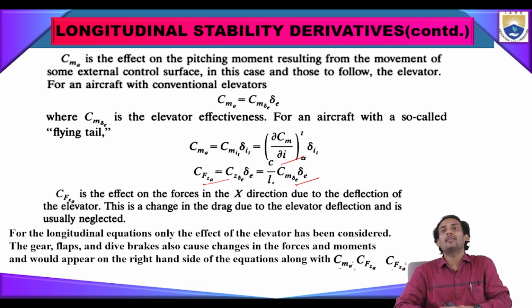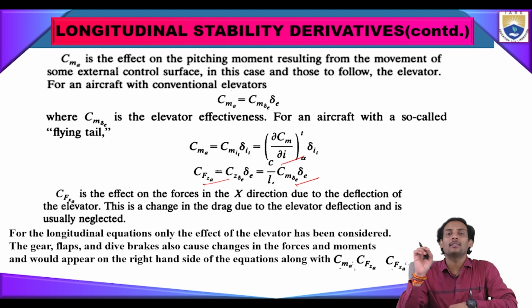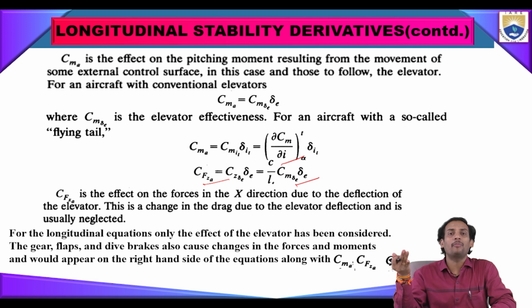So these are all we consider with elevator effectiveness. But even though small forces also affect the aircraft stability. So for that condition only we have derived all these things. So from the starting you see CXA, CZA, and CMA, and CMQ, and CFZA, and CFXA. So these are all stability derivatives with respect to the wing and with respect to the tail part also. Both the effectiveness we have considered here.